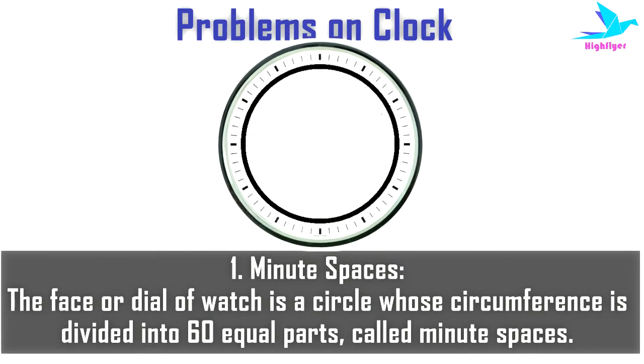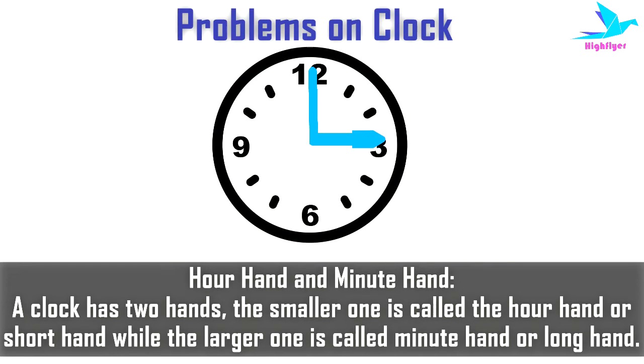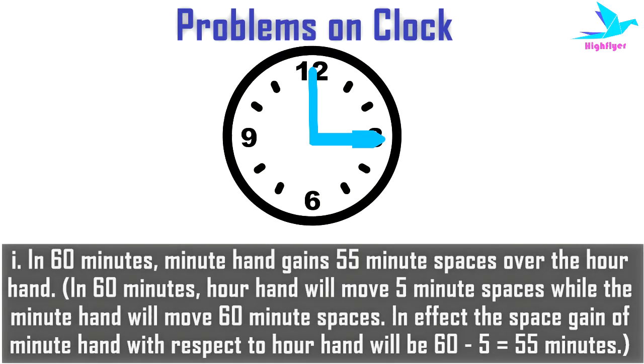The face or dial of a clock is a circle whose circumference is divided into 60 equal parts called minute spaces. A clock has two hands. The smaller one is called the hour hand or shorter hand, while the larger one is called the minute hand or long hand. Now let's see the first concept.